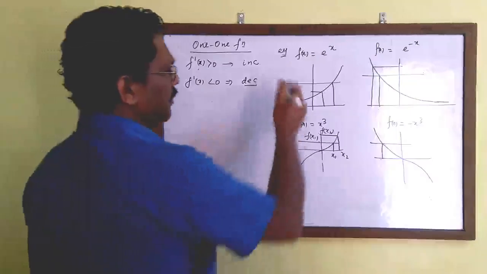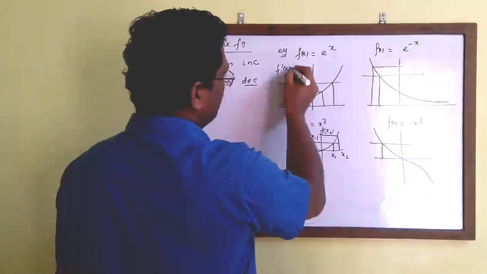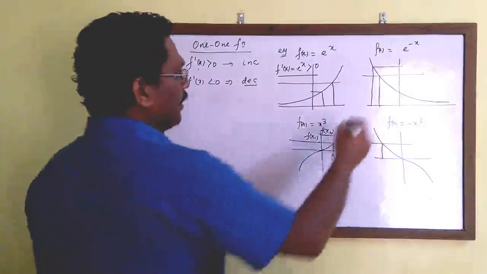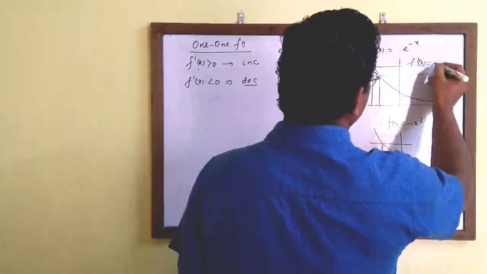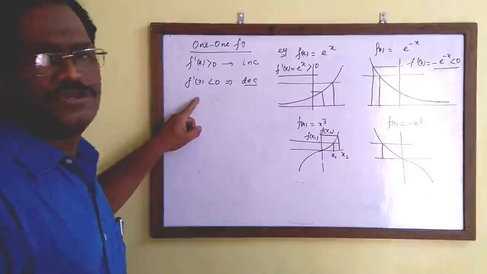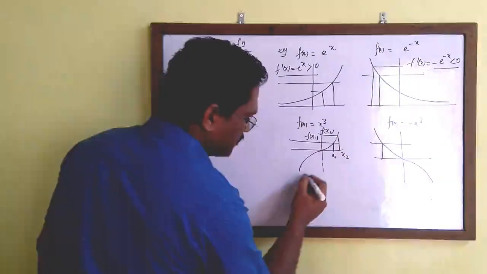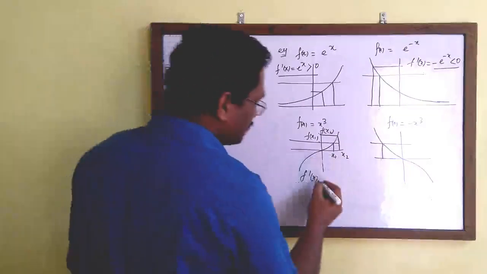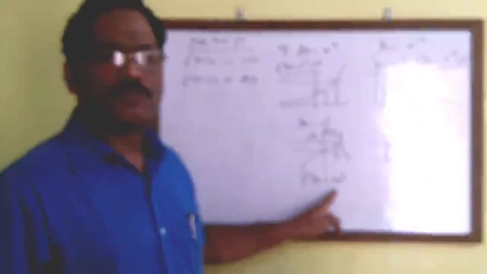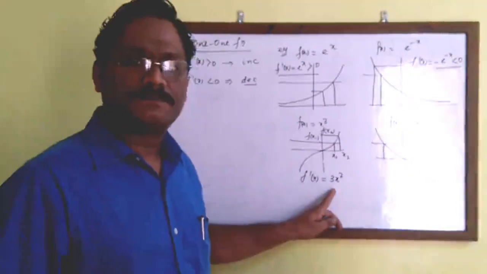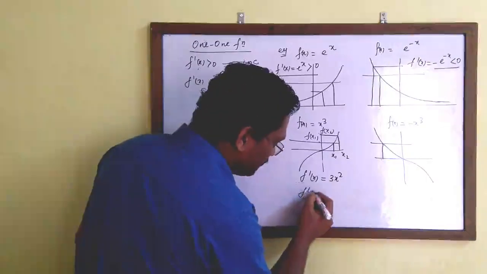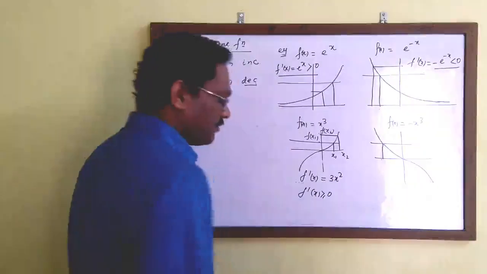Now, let us observe from these graphs. f dash x here is e to the power x, which is no doubt always positive. f dash x here is minus e to the power minus x, which is always negative. So no doubt these two conditions are fulfilled. But let's come to this condition. f dash x is 3x square. Now tell me, no doubt x square is positive, but what about at the point x equal to 0? At x equal to 0, f dash x is also 0. So this satisfies the condition greater than or equal to 0.